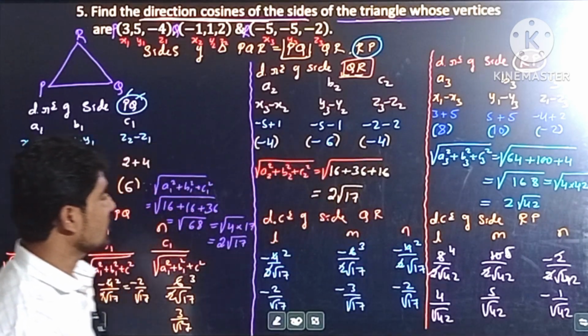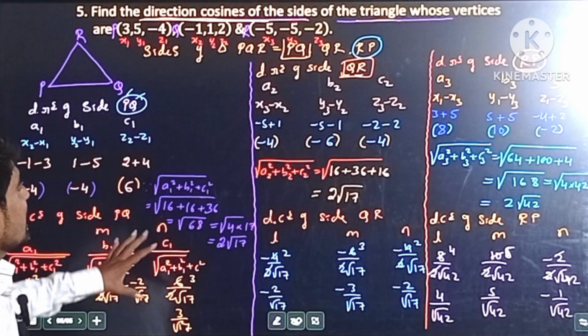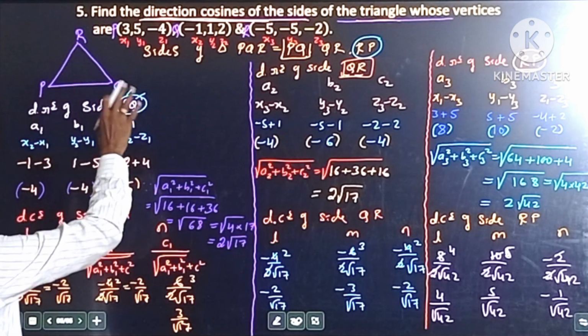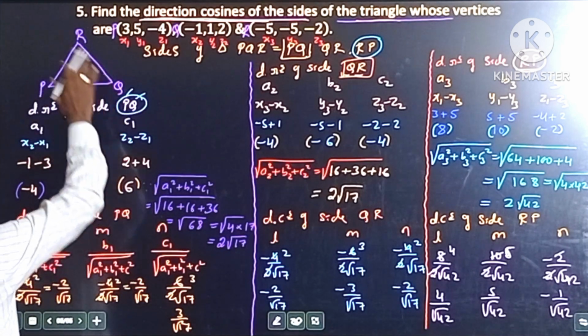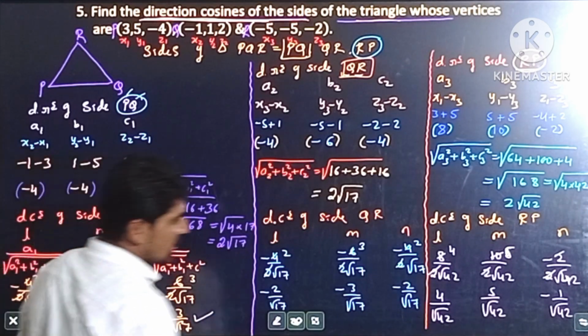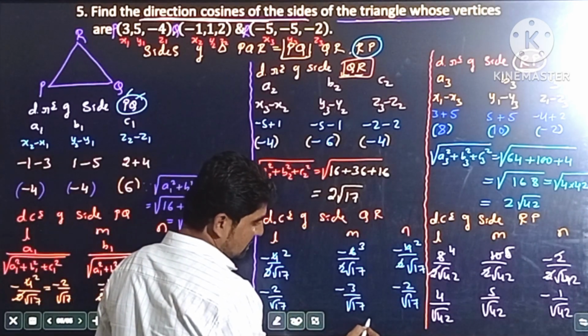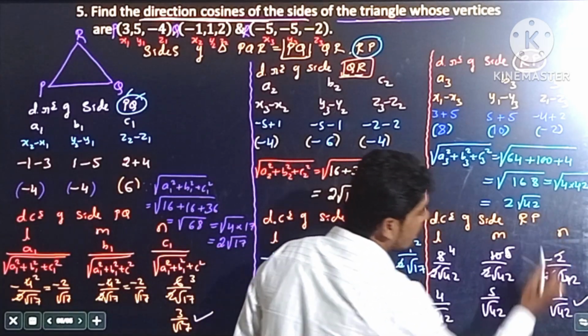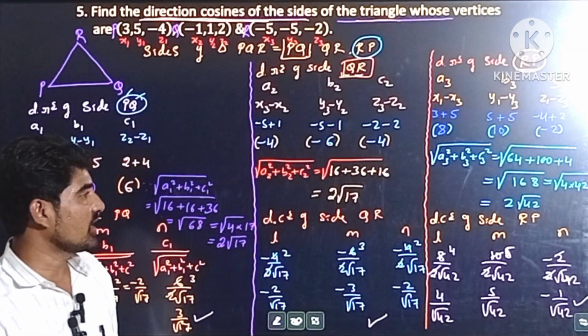I hope all of you understood. So these are the direction cosines of the sides of the triangle PQR, that is PQ, QR and RP. These are the direction cosines of the side PQ, the second set is the direction cosines of the side QR, and the last set is the direction cosines of the third side RP. I hope all of you understood.